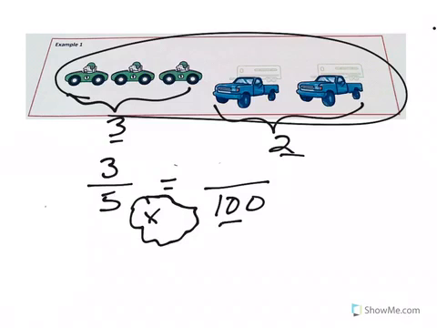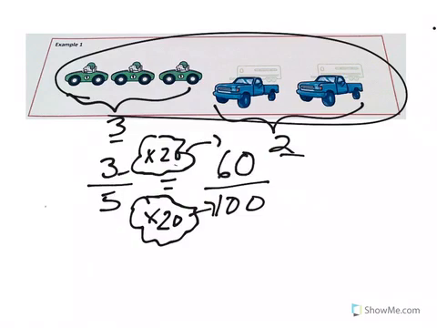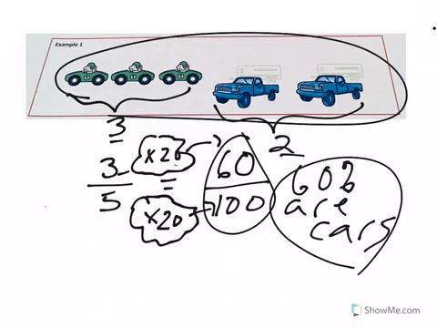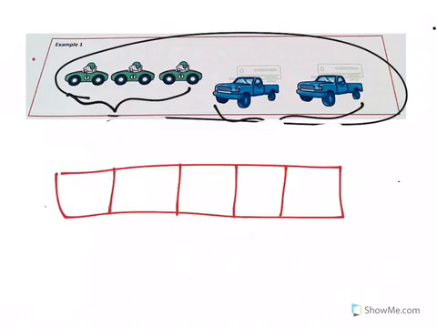Well, I could look at 5 times 2 gives us 10, and then add another 0. Could do it that way. I could actually just do the division, 100 divided by 5. Or I could say, well, I know 5 times 10 is 50. Double that would be 100, so double the 10. Any way you slice it, you end up with 5 times 20 gives you 100. Got to do the same thing, same constant to the numerator. 3 times 20, 3 times 2 is 6. Bring that 0 over. 60 out of 100, or 60% are cars.